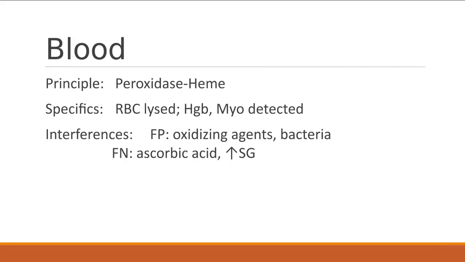If I get out of order of the book, I apologize, but I'm trying to get them in order. If not, just match it up with the book as you go. With blood, you have peroxidase heme. So it's got a heme in it. Remember, heme is blood, so that should be a little easier to remember in your principle. Now with this, it is important that it will be specific for lysed red blood cells, hemoglobin, and myoglobin being detected. So it does detect all three.